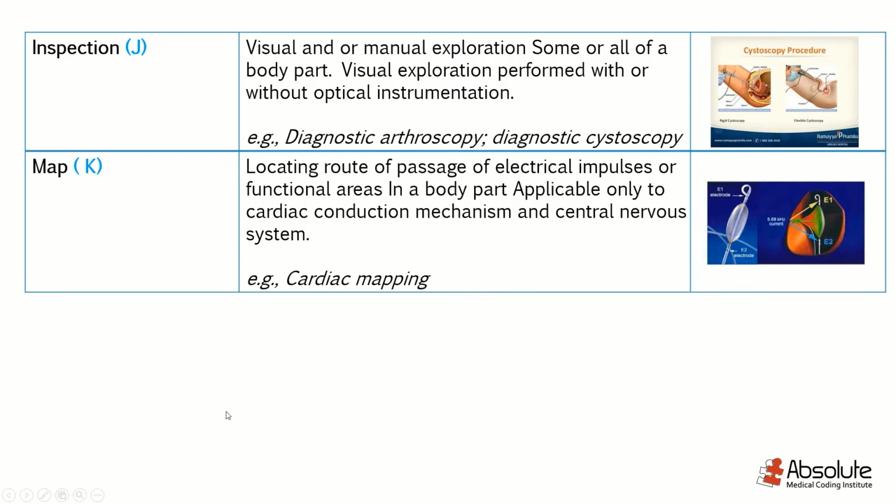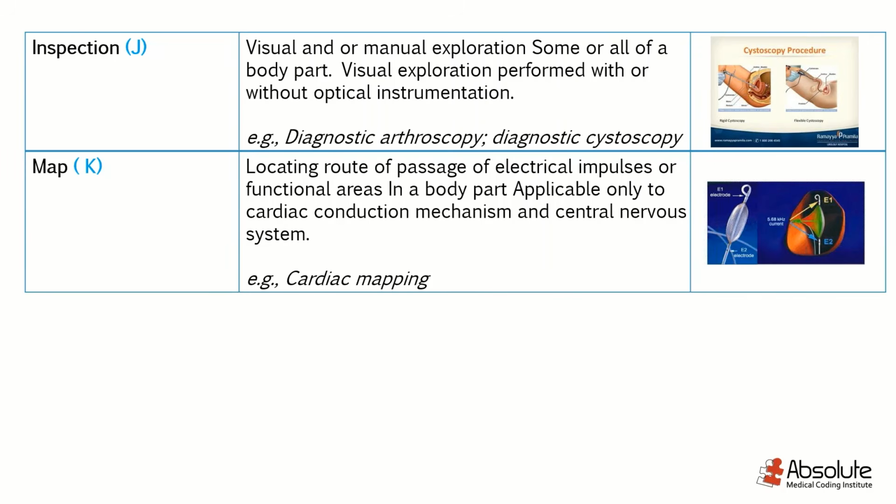And finally, value K. K is used for mapping, and this is the local route of passage of electrical impulses or functional areas in a body part, applicable only to cardiac conduction mechanism and central nervous system. So we're only dealing with the heart and the brain and the spinal cord, and an example would be cardiac mapping.